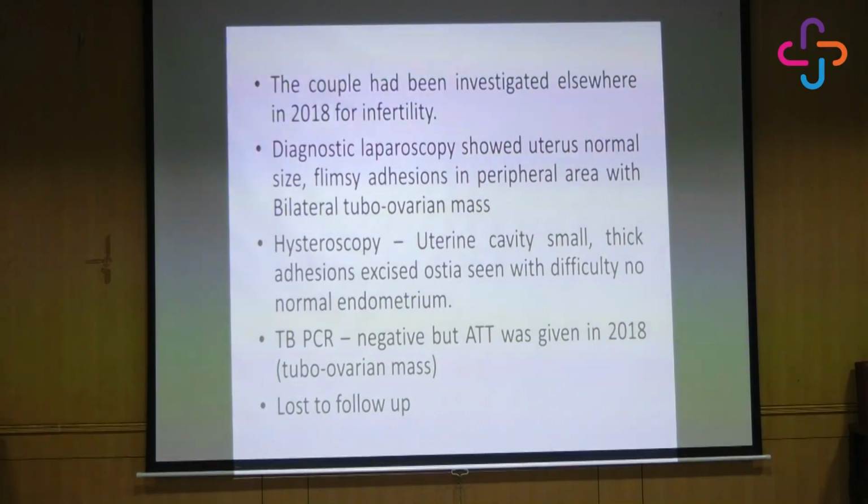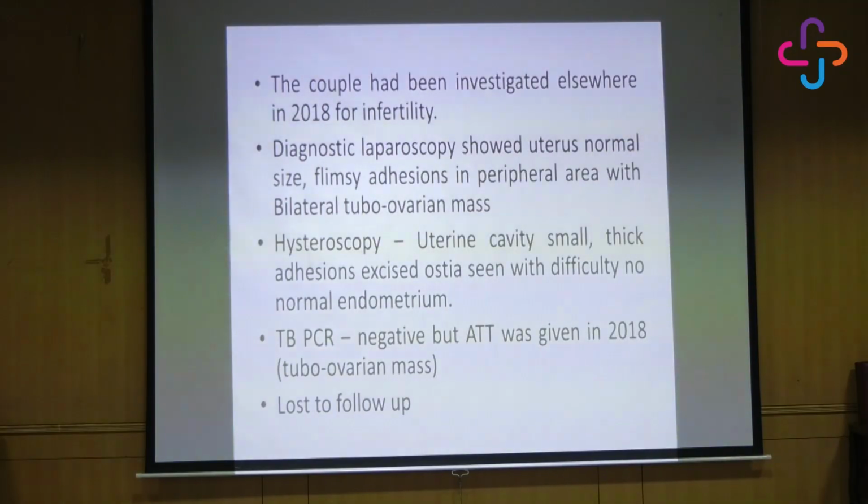They were married in the year 2017. They had tried for pregnancy for over a year, and when they did not conceive, they approached a fertility hospital in 2018, where a diagnostic laparoscopy and a hysteroscopy were done. This was the finding for her. The uterus was normal in size, but there were flimsy adhesions, especially in the peripheral area, with a bilateral tubo-ovarian mass.